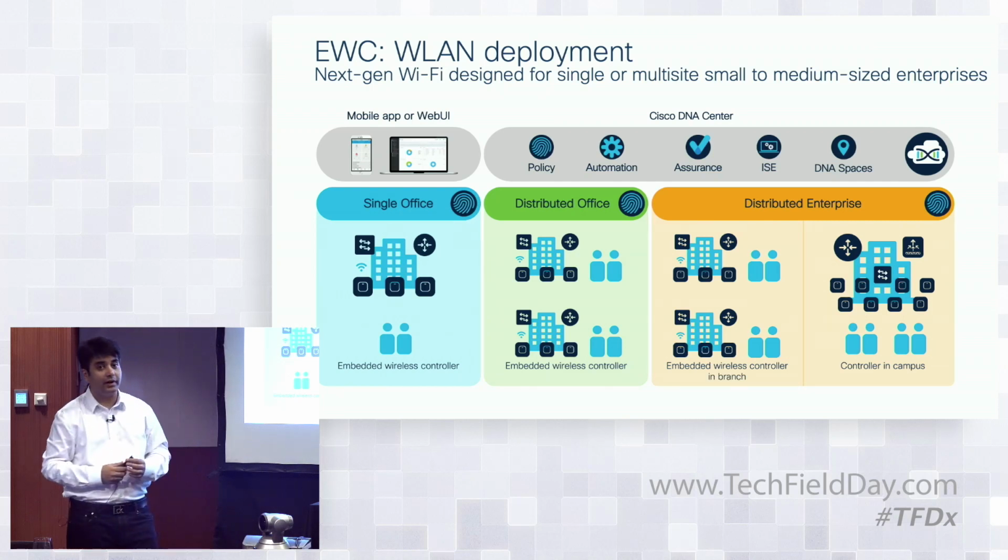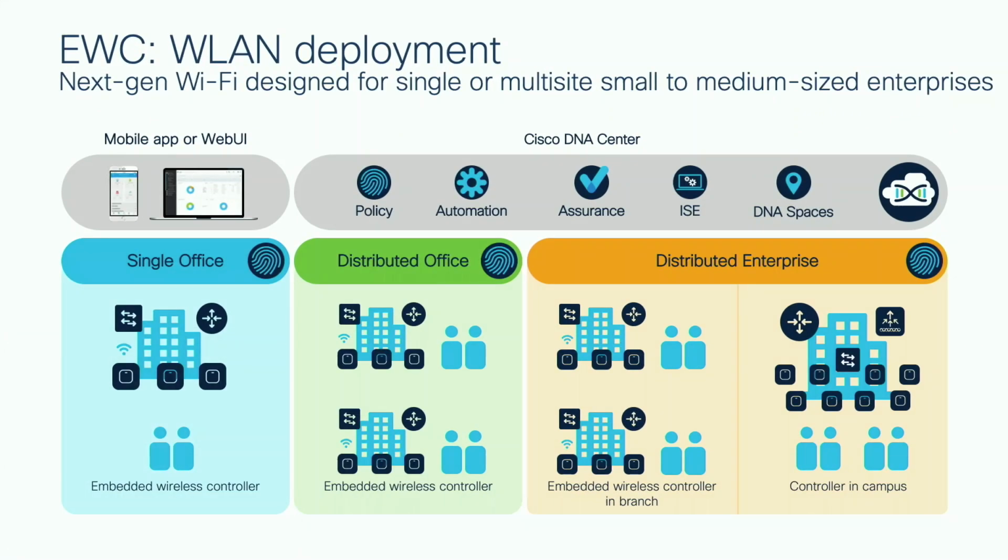Now, as I said, the embedded wireless controller is designed for single or multi-site, small-size deployments. If you want to deploy it in a single office, you can deploy the embedded wireless controller using a mobile app or a web UI, and it's set and forget. You just deploy it, and you can monitor and manage it from your mobile app. But if you want to manage your distributed office and distributed enterprise, you can do the same. All your small sites with less than 100 AP deployment, you can do it with the embedded wireless controller on Wi-Fi 6 access points. And on a bigger site, which is campus, you can deploy a 9800 appliance or a virtual machine. And using Cisco DNA Center, with a single pane of glass, you can manage your multi-site wireless deployment.